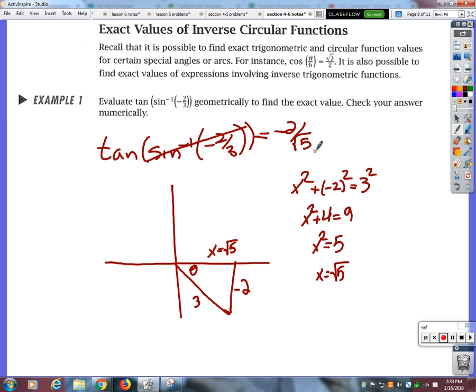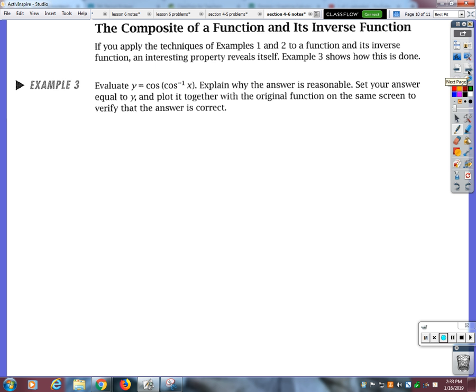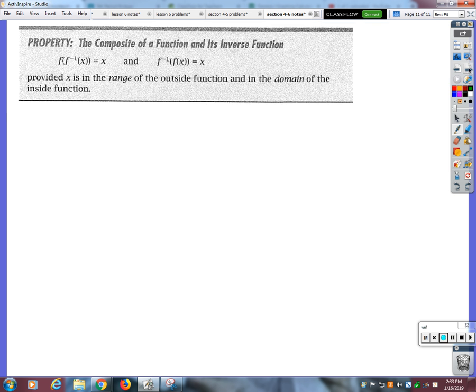As I told you, it's just a little tiny piece. Well, sure, we can always take this and make your lives miserable using it because it is math class. Like if I made you do this, evaluate y equals sine of the inverse cosine graphically to find the value in radical form. No. Don't want to do that either.